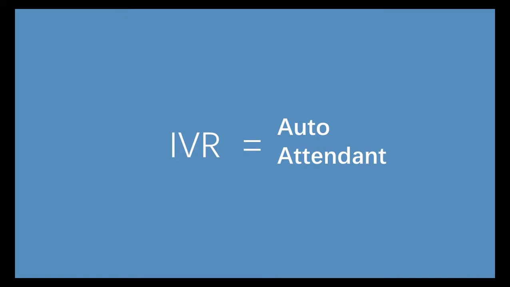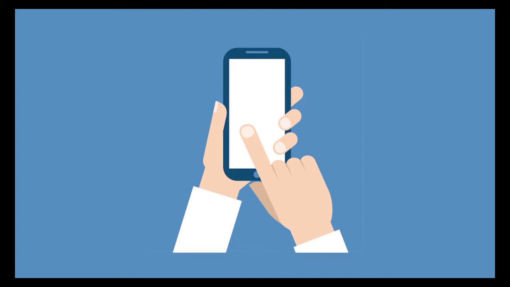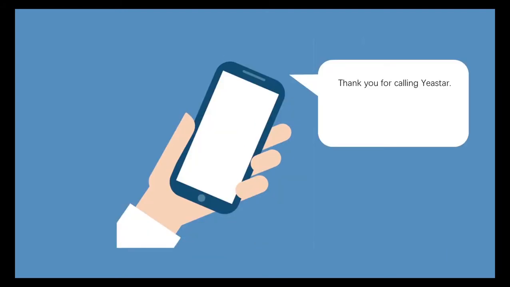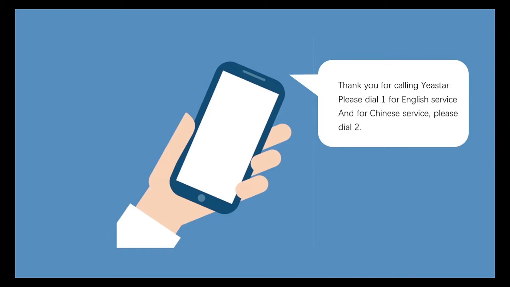Interactive voice redirection, also known as the auto attendant, is one of the most popular options for receiving incoming calls. Once it has been enabled, callers will hear a voice prompt played by the system indicating them to dial a specific key for the corresponding service or move to the next level.